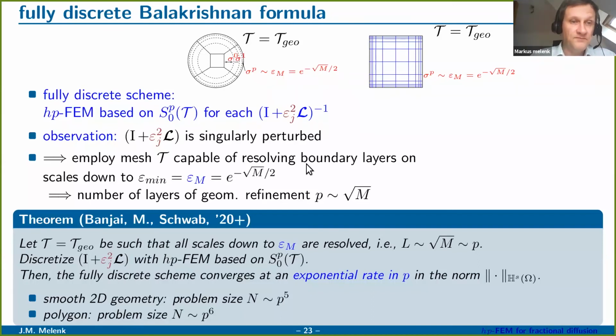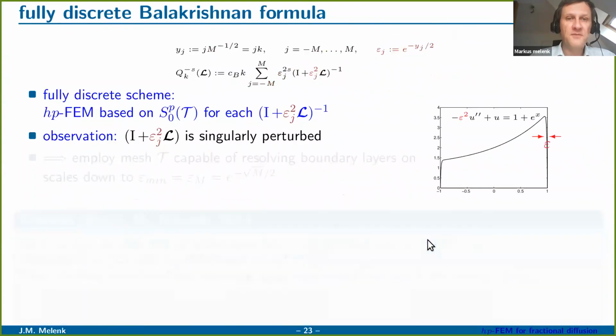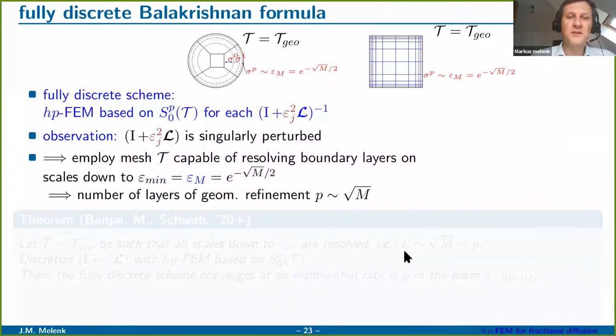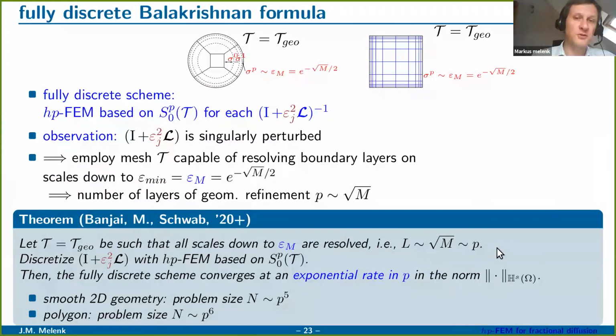And of course, we need now to remember that we have an error here, e to the minus square root of M. So we need to balance errors. So square root M should be proportional to P. If you do the bean counting, then actually the problem size for smooth domains is also P to the 5. And for polygons is also P to the 6. So it's the same problem size as previously.